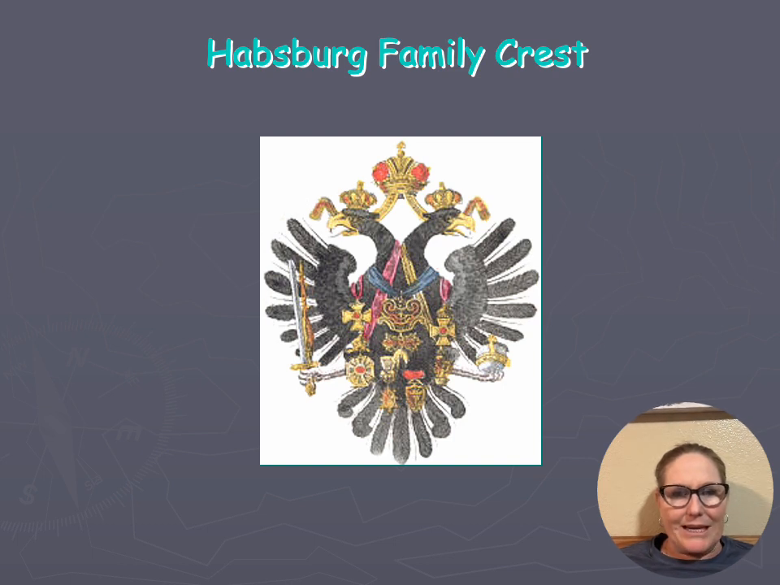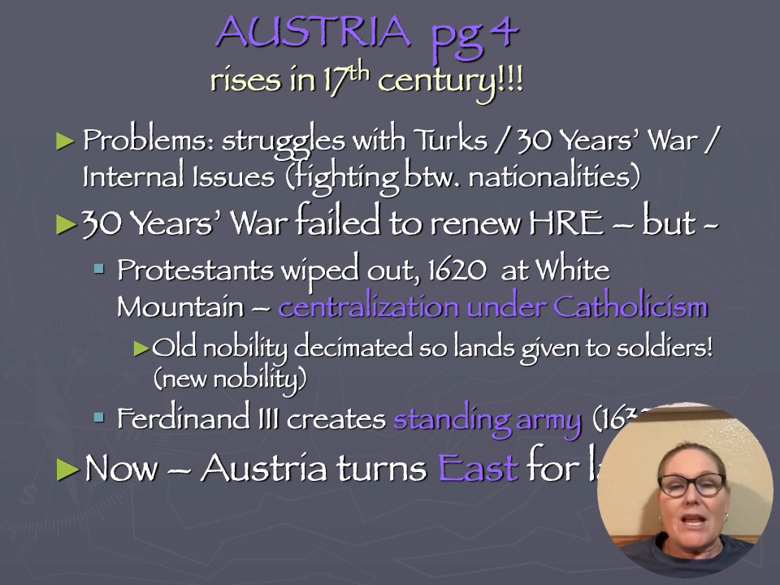Okay, let's talk about the Habsburg family crest. See this double-headed eagle? We're going to see this over and over. It is a sign of authority and kingship in Eastern Europe, and we'll see it. There's a German eagle that also looks like this. Okay, we're going to Austria.